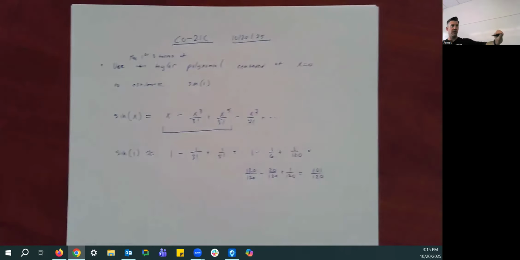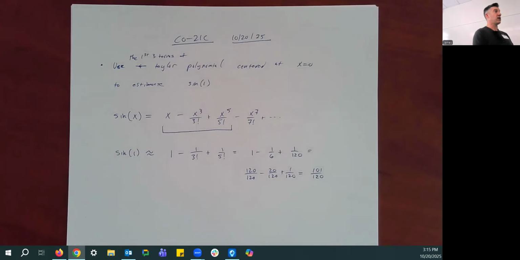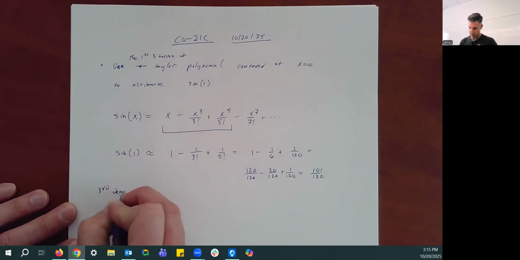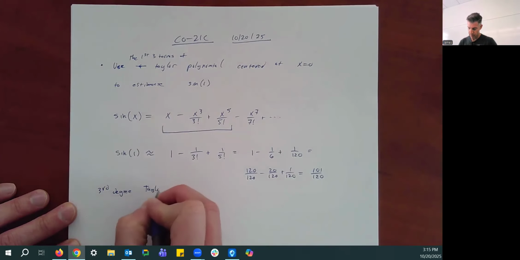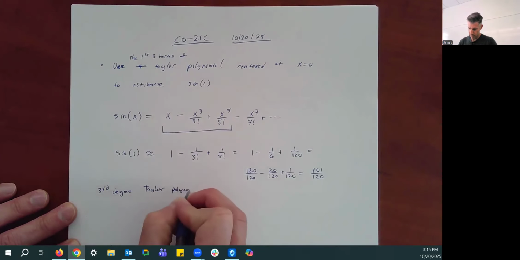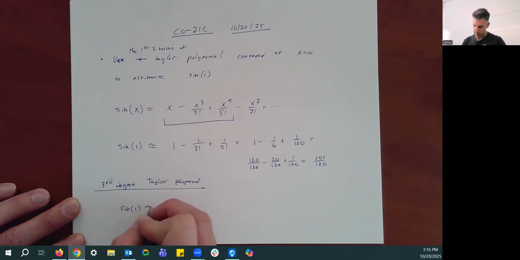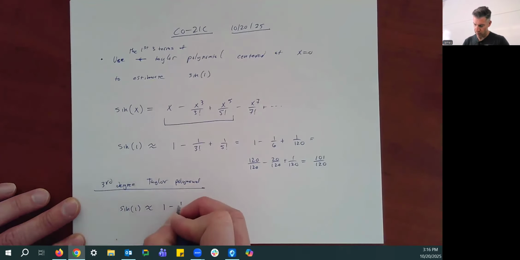Now, I'll point out a slight difference. If it said use a third degree Taylor polynomial, we'd only want the first two terms, right? Because a third degree Taylor polynomial would stop at x to the third being the highest power. So if it said third degree Taylor polynomial, then we would say that sine of 1 was approximately 1 minus 1 over 6, which is 5 over 6.